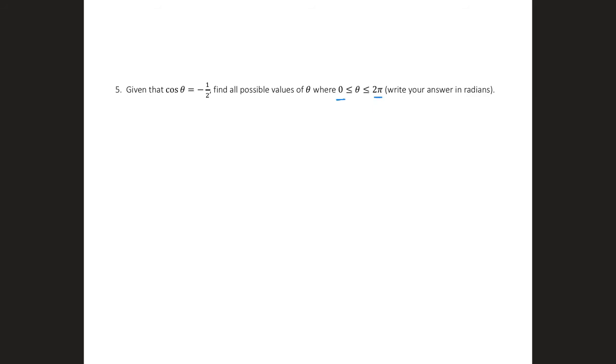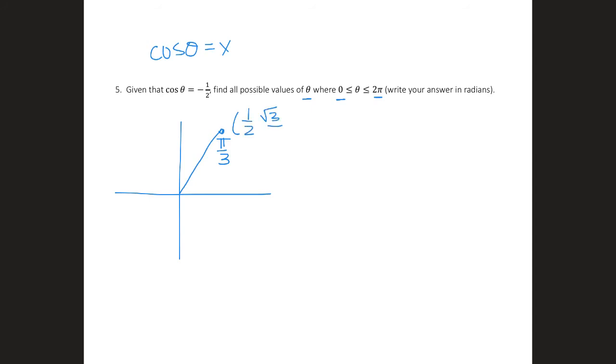It just means on the unit circle. So find all the possible values of theta, find all the angles, basically, where cosine of that angle is negative 1/2. So remember that cosine of an angle is the x value. So we want to think about when is the x value negative 1/2. If I go back to my first quadrant again, that happened at pi over 3. The coordinates for pi over 3 were 1/2 and root 3 over 2. So I know cosine of pi over 3 is 1/2, but it's asking when is it negative 1/2.